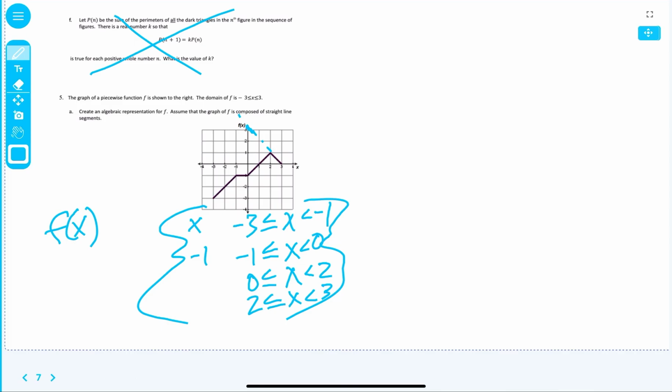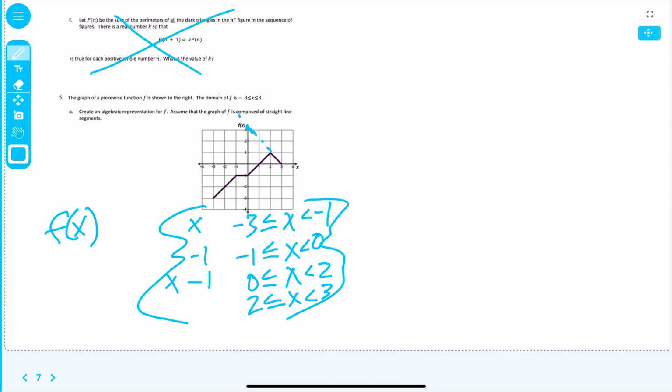Now from 0 to 2, here's this graph. We go up 1 over 1. So it also has a slope of 1. So we're just going to put x there. But the y-intercept is -1. So we're going to subtract 1. Okay.